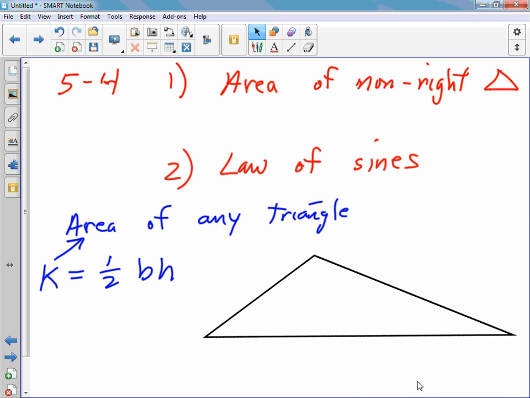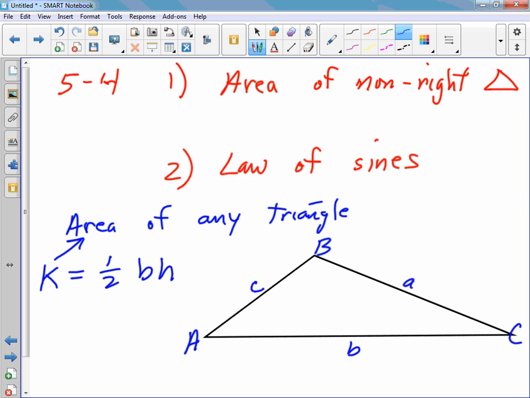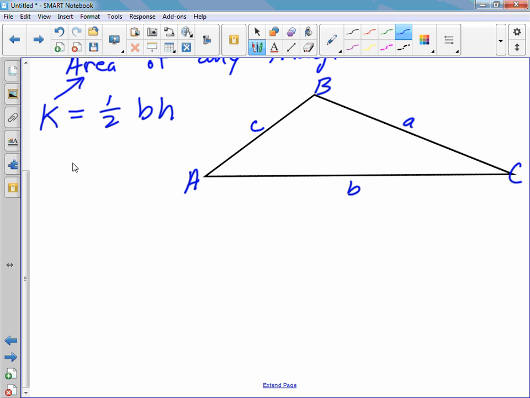Now, let's label this. Here's that A I referred to earlier, and here's B, and here's C, and then opposite of A, what do we call this side? Lowercase a, lowercase b, lowercase c. And because we can't quite do the area yet, we said that K equals 1/2 base times height. We have the base. What's the problem?